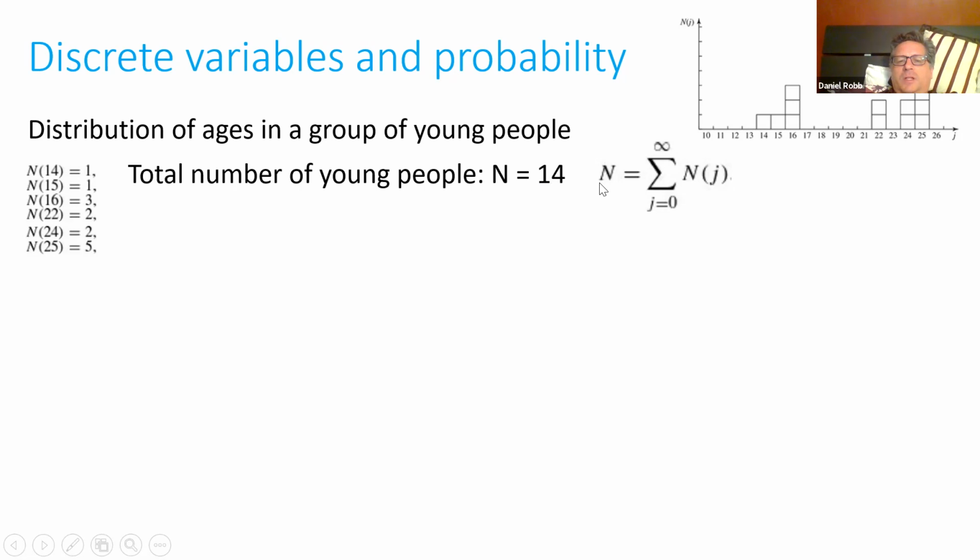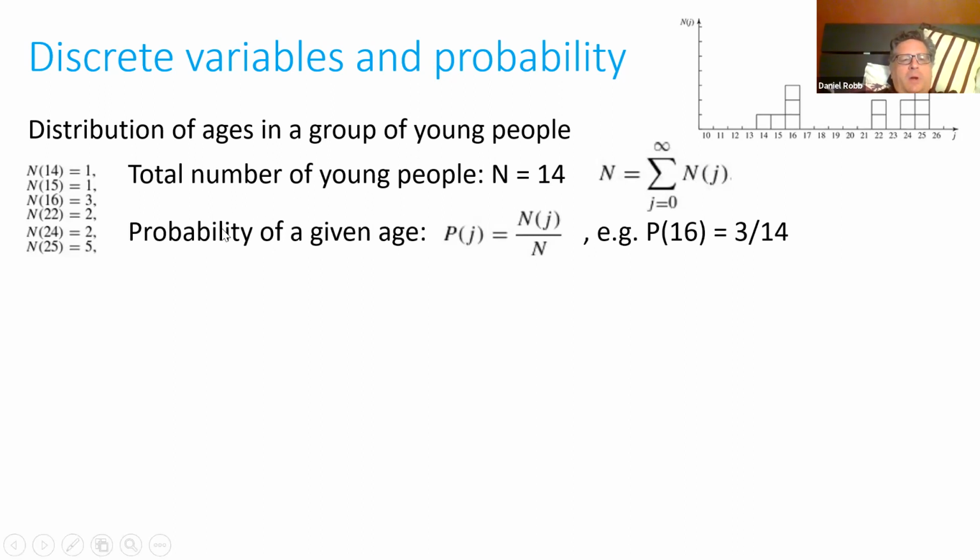And in general, we can express that by saying that the total number would be the sum over all the ages, j equals 0 to infinity, of the number of people with that age. So we just sum up over all the ages, the number of people with that age. So this would be the notation we would use. N equals the sum from j equals 0 to infinity of n of j.